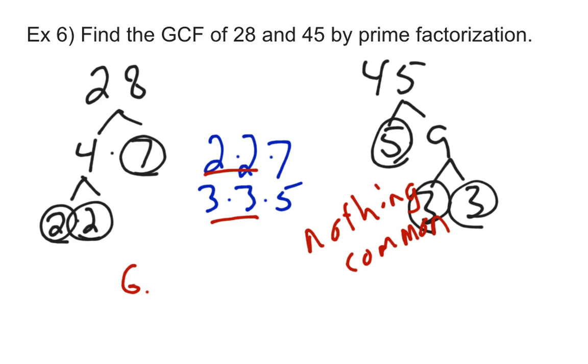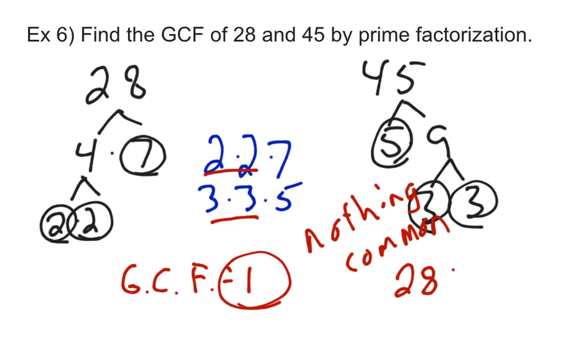When we do this, and this is just a little trick, if you notice that there's nothing in common, every single time the greatest common factor is going to be 1. It's going to be 1 every single time. And think about that. The reason is think about what a prime number is. 28 and 45. Every number has 1 and itself as factors.